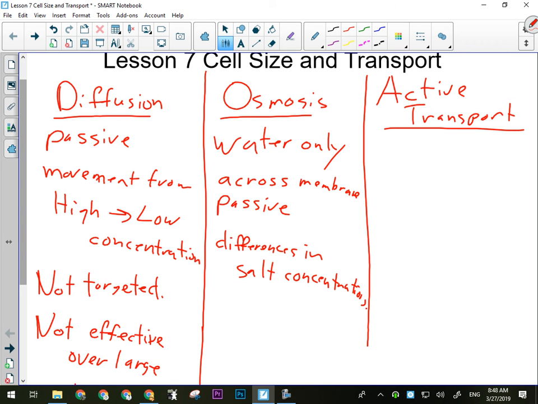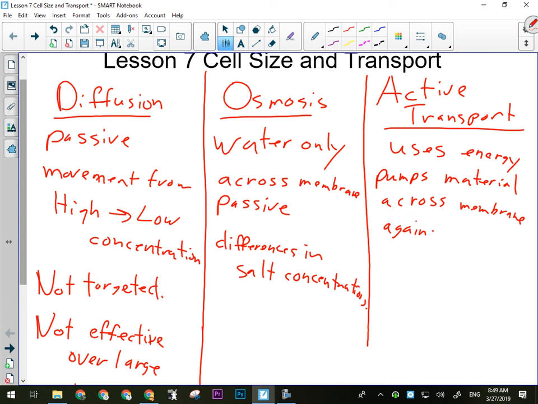Okay, and then active transport uses energy, and it pumps material across the membrane against the gradient. So active transport can make the concentration on one side of the membrane higher than on the other. The other two are always seeking a balance. Okay, so active transport is the opposite of that.